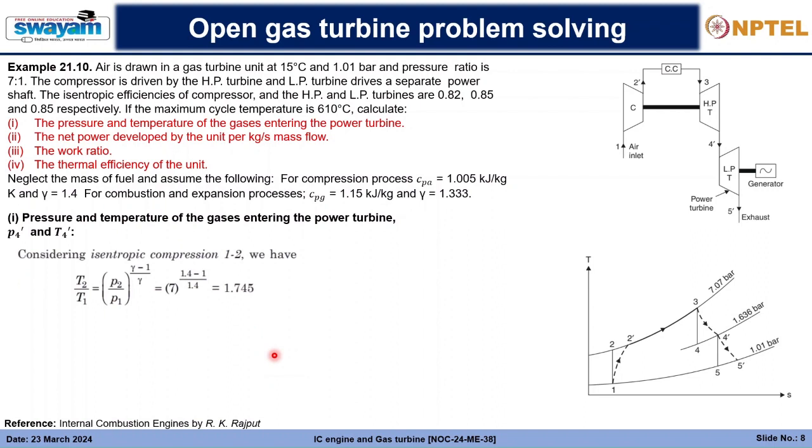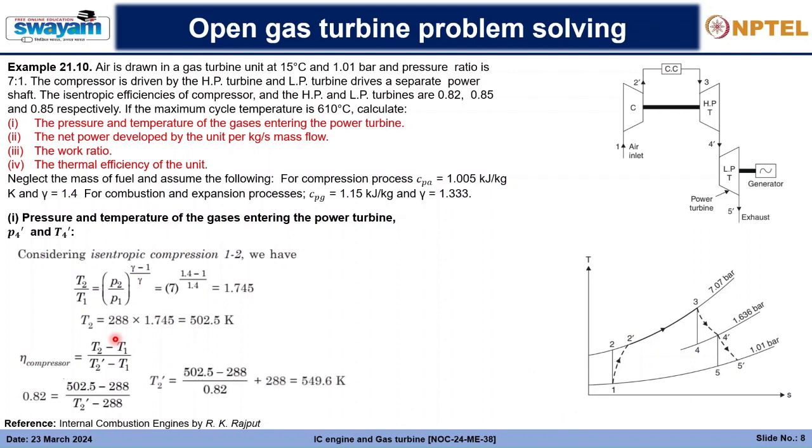So we'll use the isentropic compression process in the compressor part. Here we have the value of T1. We know the pressure ratio, that is 7.07 bar to 1.01 bar. Next we will calculate the value of T2. Then for calculating the value of T2 dash, we will utilize the isentropic efficiency of the compressor, T2 minus T1 divided by T2 dash minus T1, and T2 dash will amount to 549.6 Kelvin.